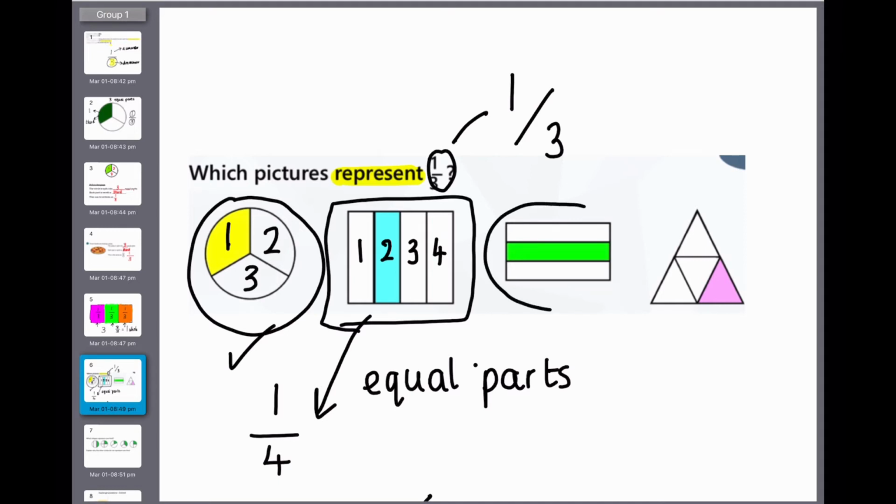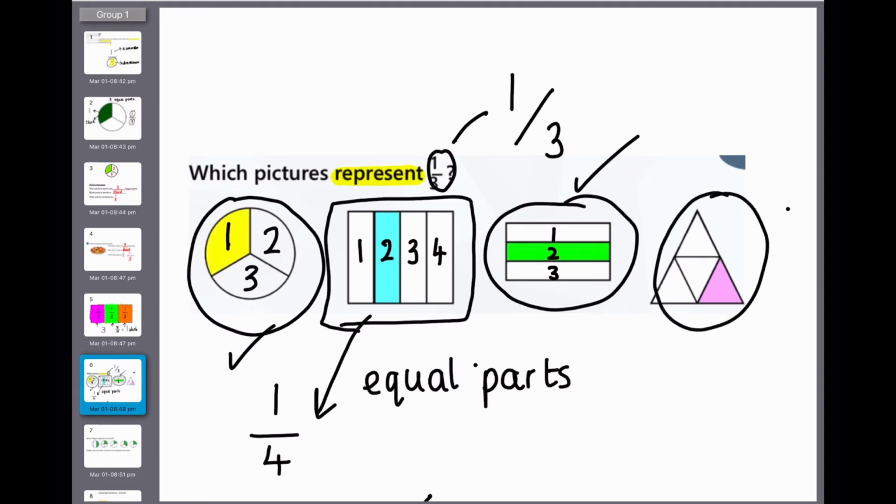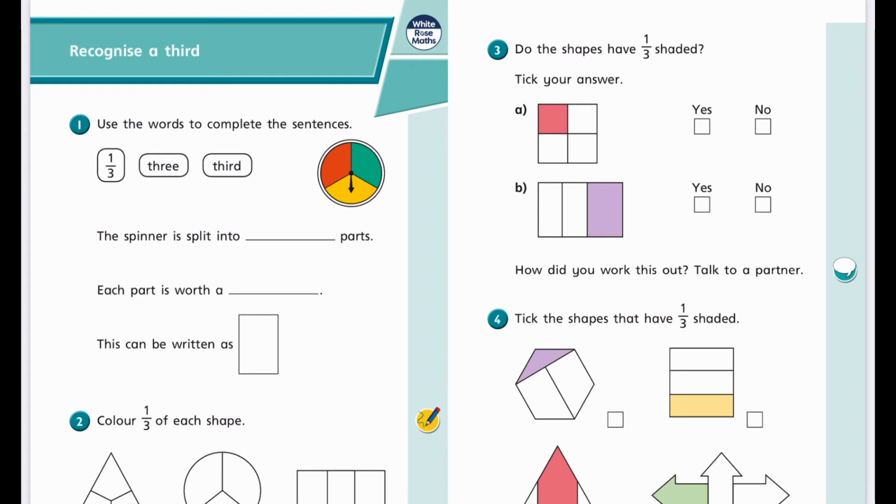Let's look at the next rectangle. Does that show a third? Yes, because there are 3 equal parts and 1 of them is shaded. And let's look at the triangle. Does that represent a third? No, why not? Good, there are 4 equal parts. So what fraction is shown there? 1 quarter. Fantastic. This is your Maths for Today Year 2, recognising a third.